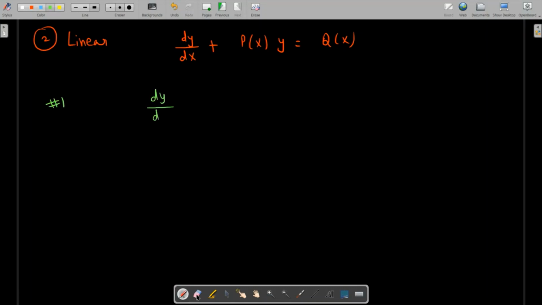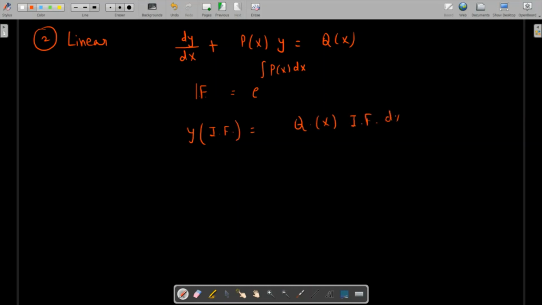Another thing was the solution for this type, as I talked about in the blog, that we find the integrating factor, which is nothing but e raised to the power integral of p(x) dx, and the final solution is y times the integrating factor is equal to the integral of q(x) times integrating factor times dx. So we integrate this particular thing completely. So let's talk about an example.